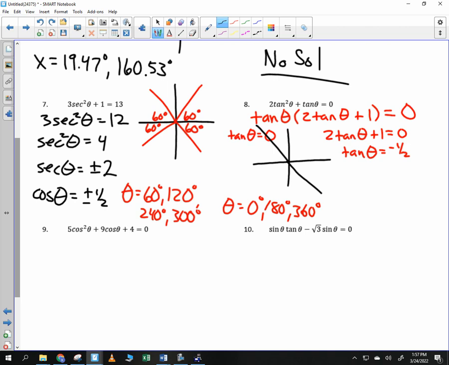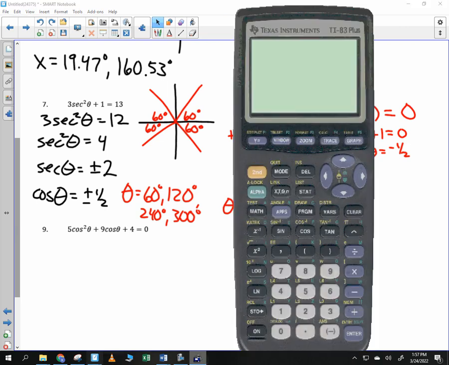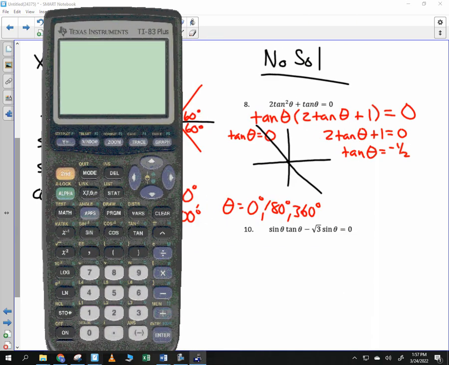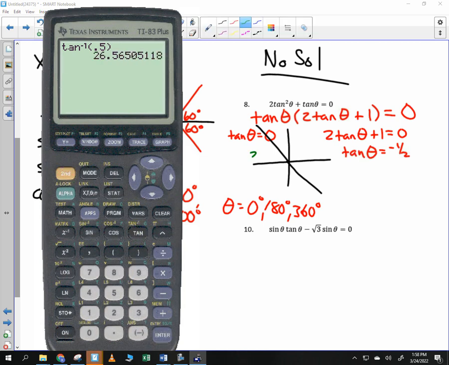Get it right eventually. Eventually was right. What do you type into your calculator? Yep, a 0.5. Don't use the negative. Now you get 26.56.